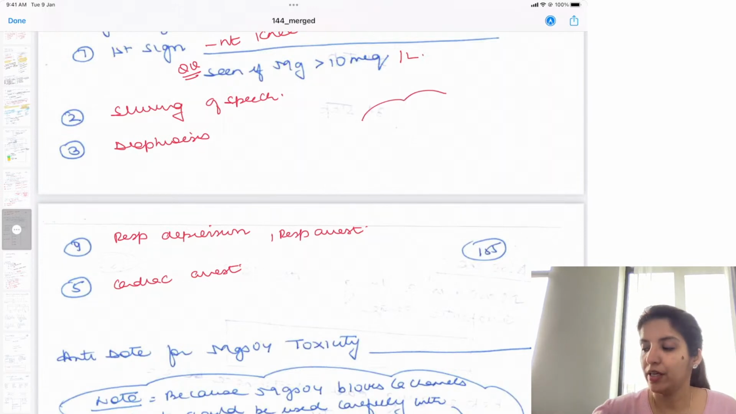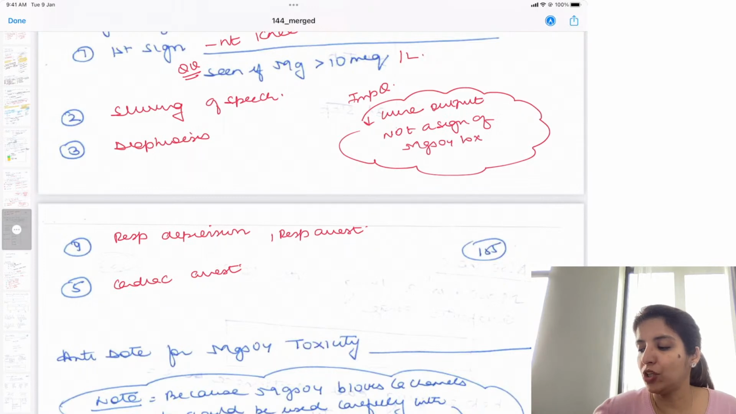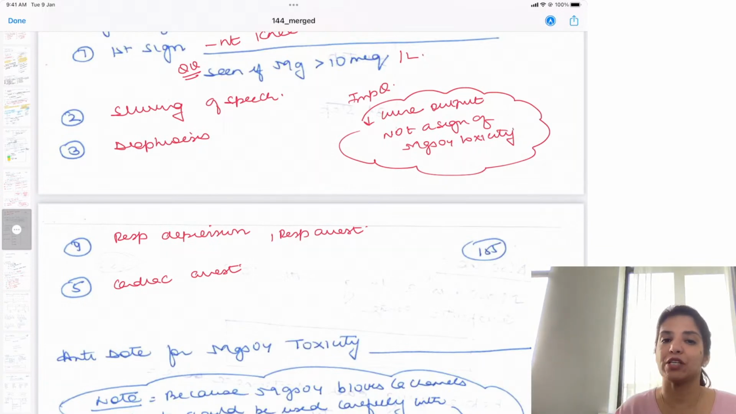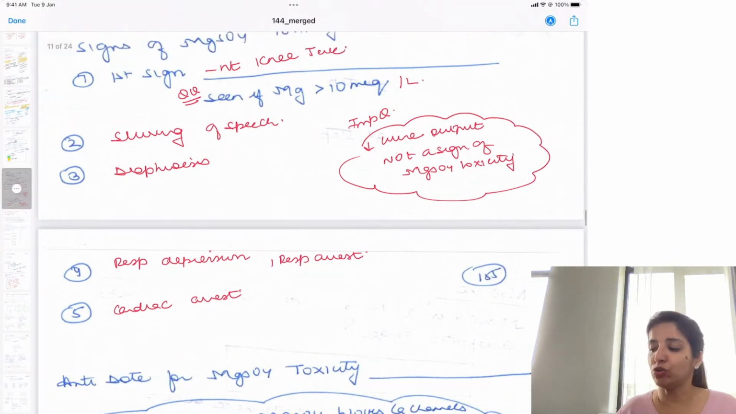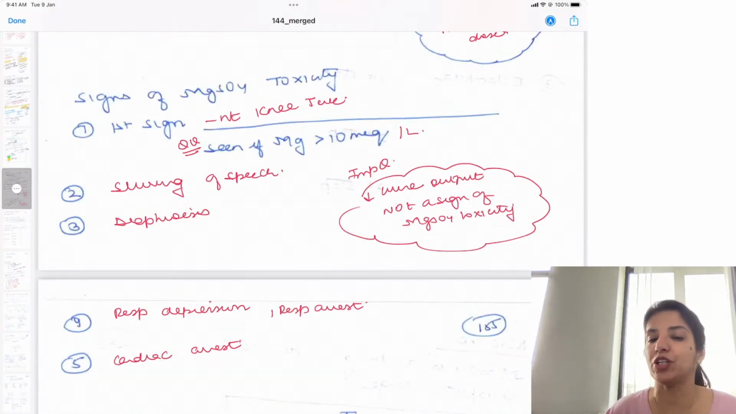All these are signs of magnesium sulfate toxicity. One very, very important question is urine output, decreased urine output. It is not a sign of magnesium sulfate toxicity. So oliguria is not a sign of magnesium sulfate toxicity. So now you're going to ask me, ma'am, if oliguria is not a sign of magnesium sulfate toxicity, then why were we repeatedly checking how much the urine output is?